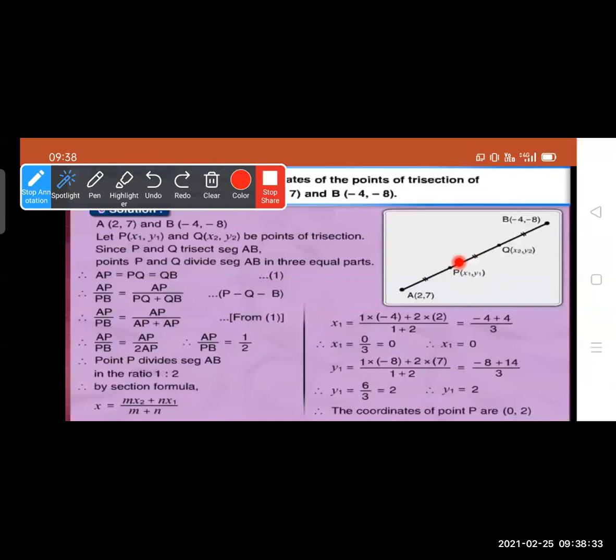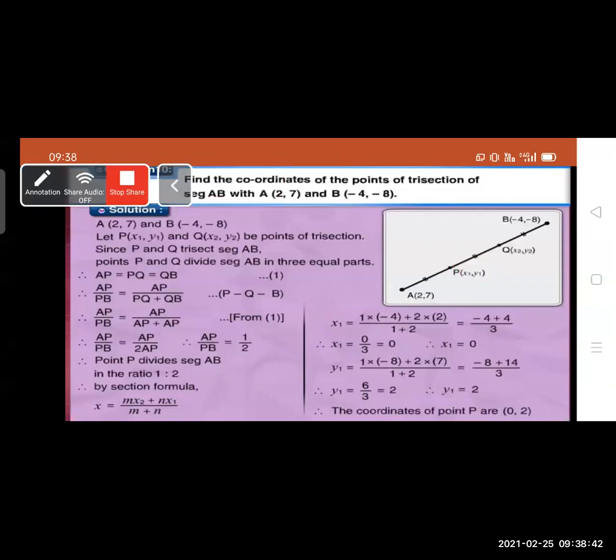The coordinates of P: use the section formula. By using the section formula, you find x1, y1. Clear? Simple. But what is important in this question? In this question, the word point of trisection is important. So this type of question may be asked for 4 marks.